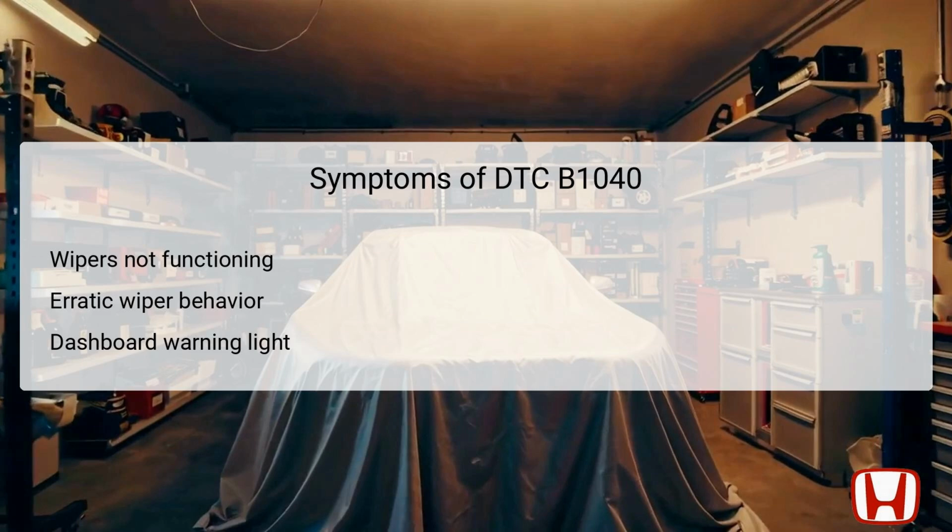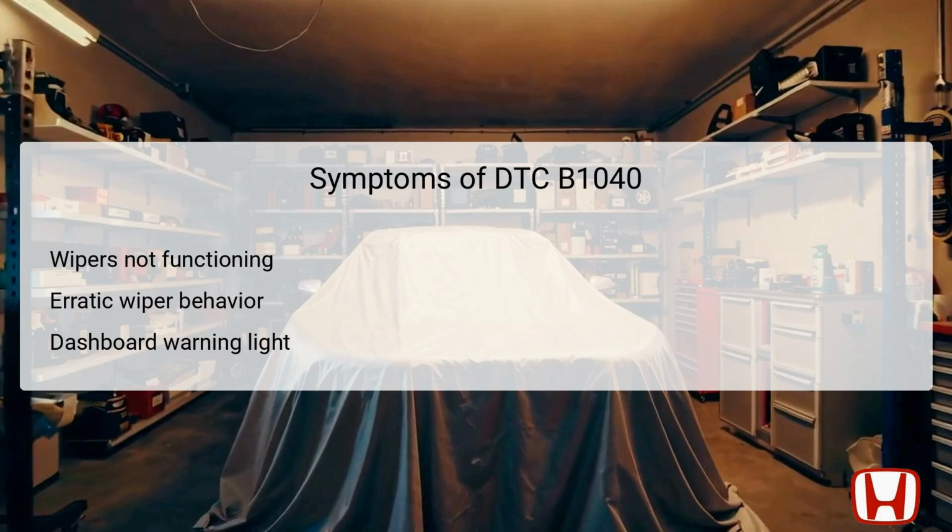When DTC B1040 is present, symptoms can include a complete loss of windshield wiper functionality. This means that the wipers may fail to activate in response to switch inputs from the driver. Additionally, if the system is intermittently failing, the wipers may operate erratically, stopping unexpectedly or running inconsistently.